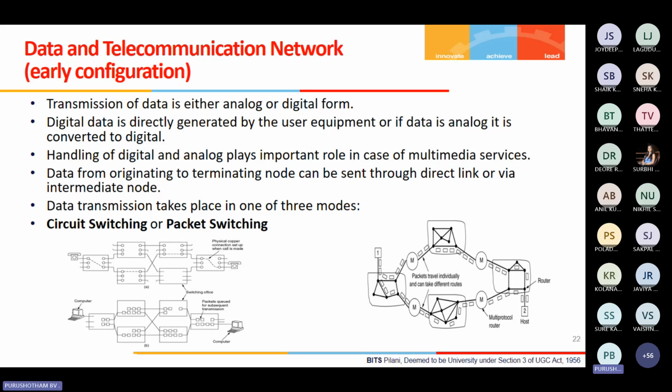So for circuit switching, we use TCP as a transport layer protocol. And for packet switching, we use UDP as a transport layer protocol. UDP is called the User Datagram Protocol and TCP is the Transmission Control Protocol.